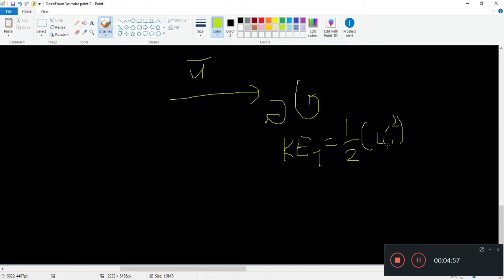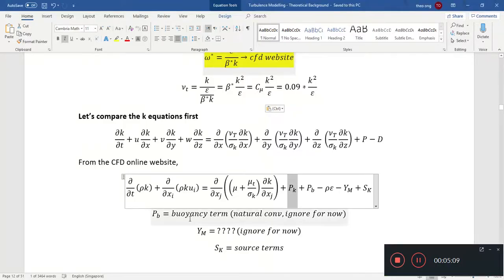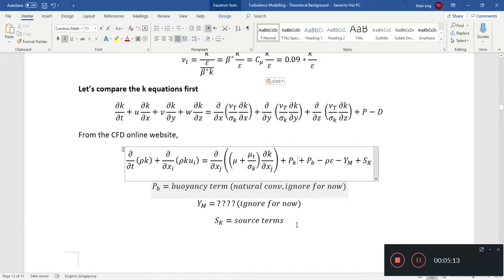Remember this is summed over the x, y, and z directions. I'm using Einstein notation here, so it's shorter. Sum it over the x, y, and z directions and you'll get that. And yeah, that is the k equation.